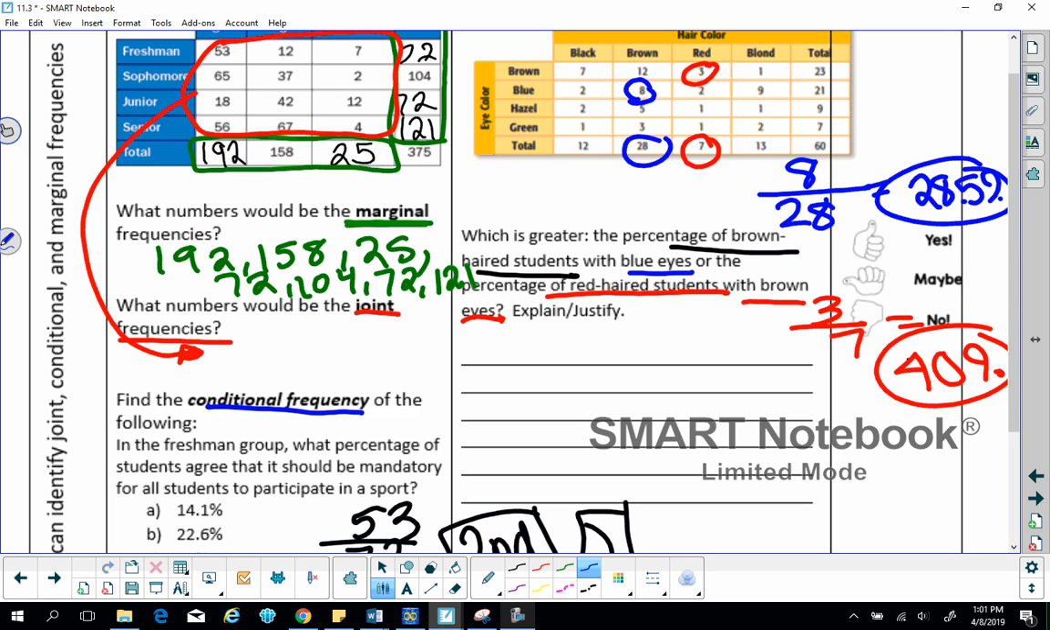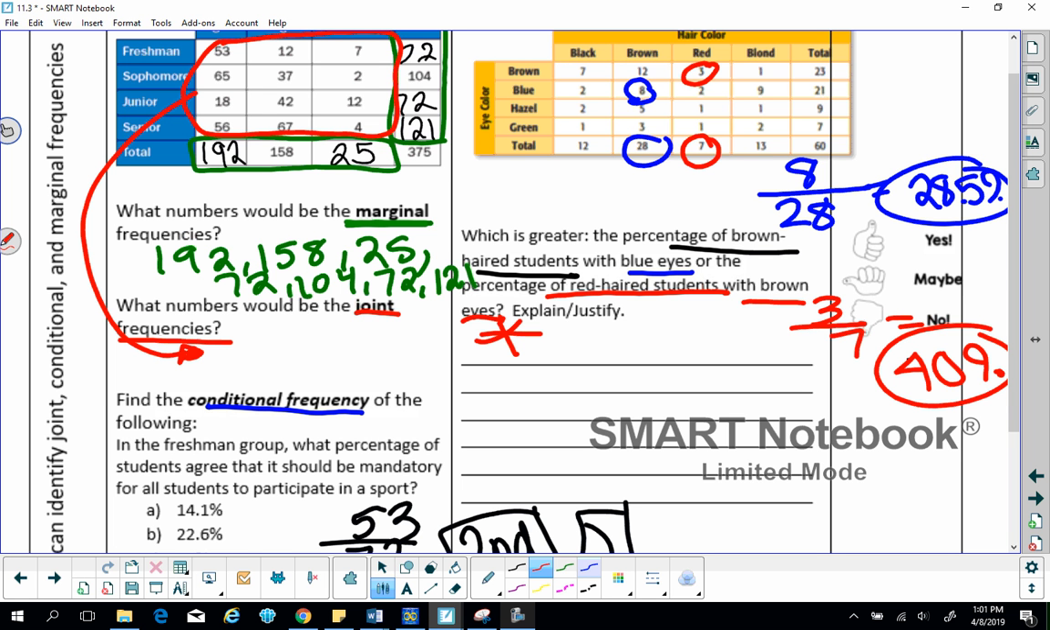40%. Red hair. So when I would explain why, I would explain that 40% of the red-haired students have brown eyes, as opposed to 28.5% of brown-haired students have blue eyes. Just compare.